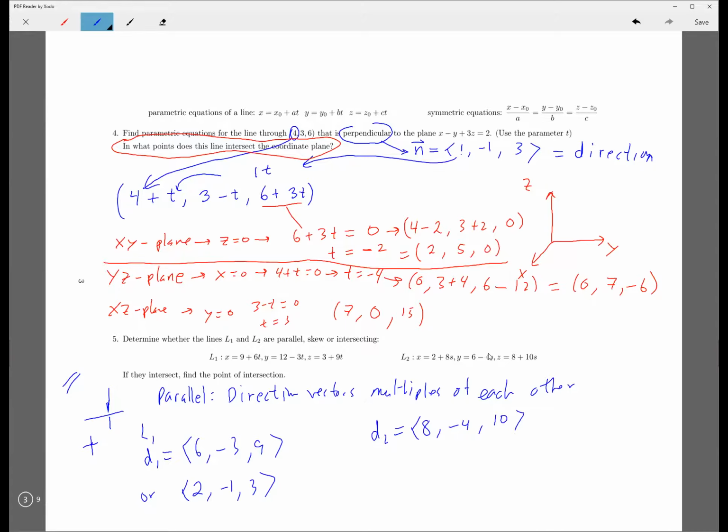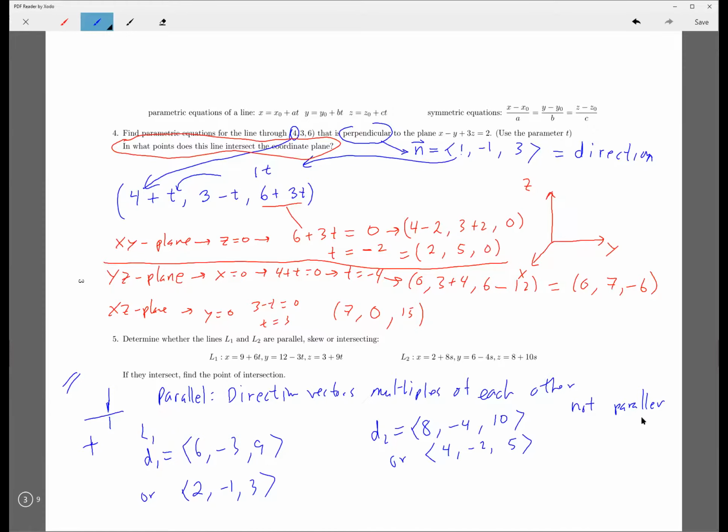So let's see, 8, -4, 10. This is divisible by 2, so it could actually just be 4, -2, 5. So there's no way these are multiples of each other, because if you divided this by 2, you would get 2, -1, and you'd say whoa, they're the same as these two, but then this would be 5 halves, and that's not 3. So no, they're not parallel.